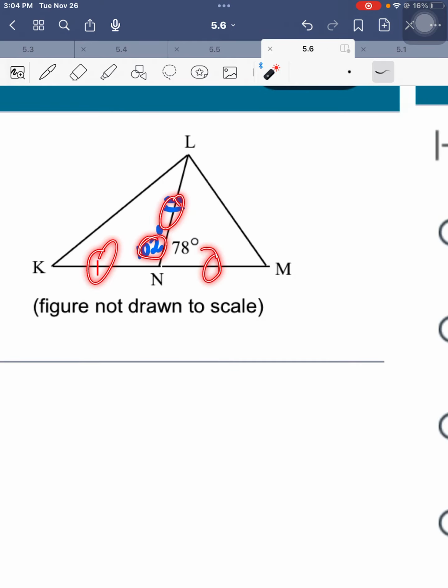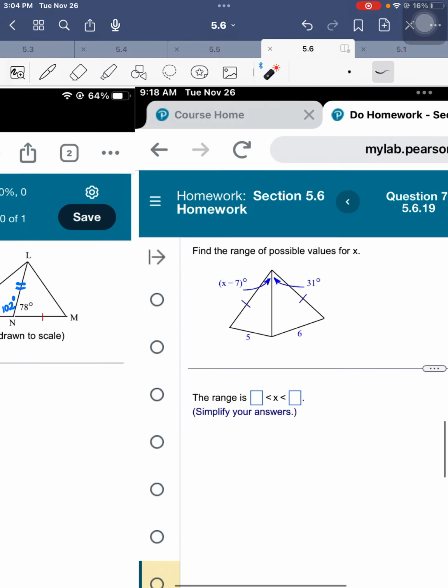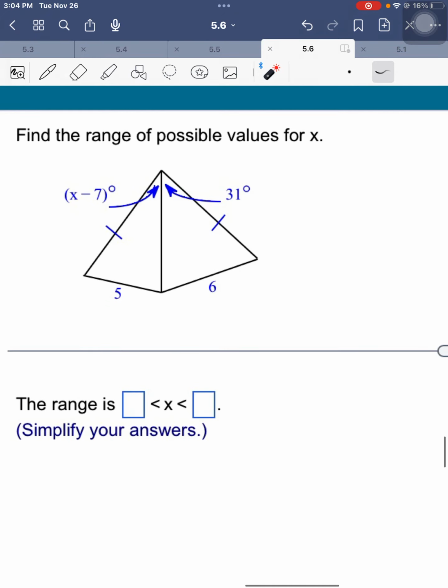Now, which theorem did I use for this one? I used the Hinge theorem, right? SAS. Okay? So now let's take a look at this one. I actually have two pairs of congruent corresponding sides right here. I'll put a different color because there's too much blue going on in here.